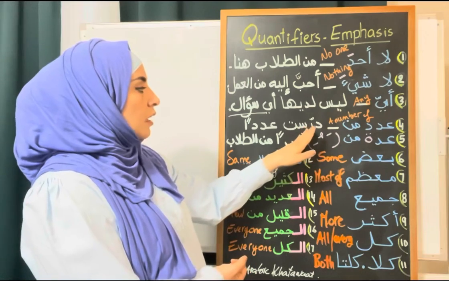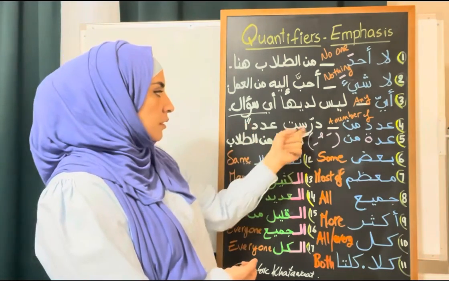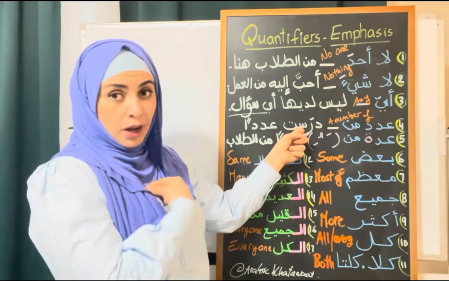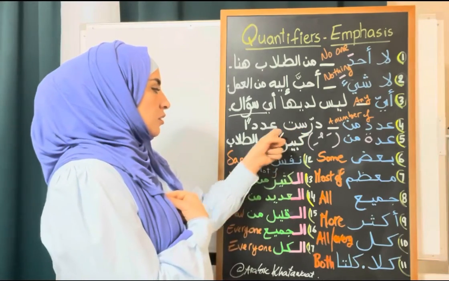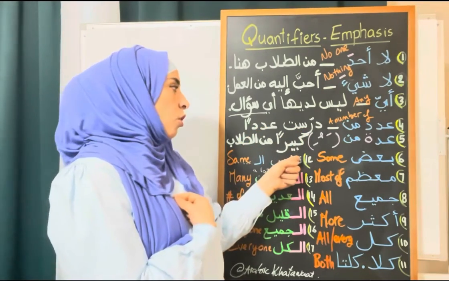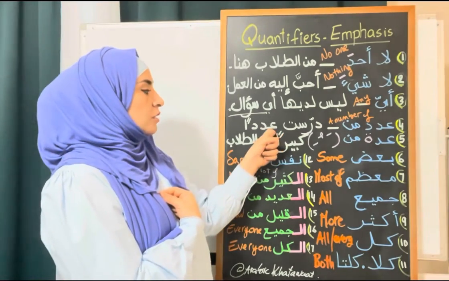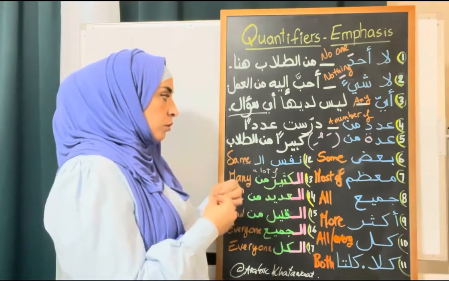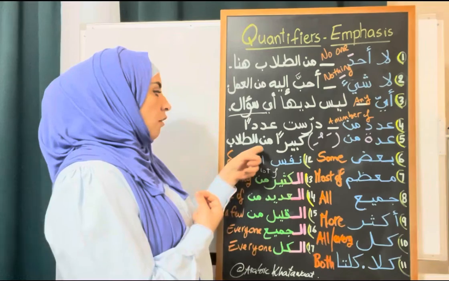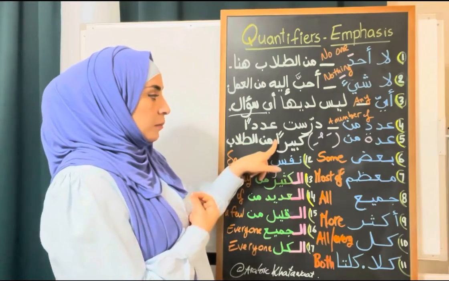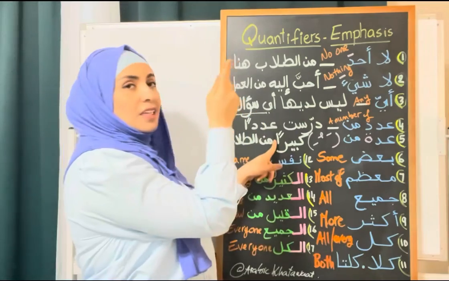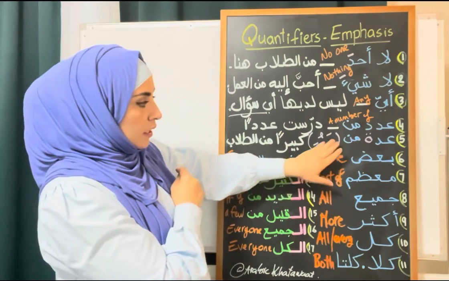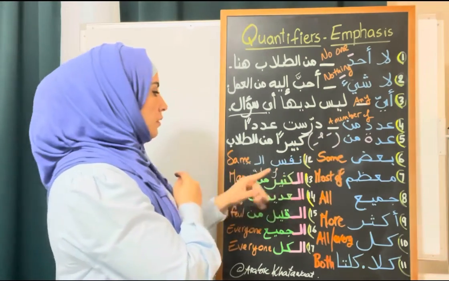But if you have it in the middle as an object, and over here I'm saying the example, درست, I taught. درست, so I am the subject of the sentence. درست عددا كبيرا, a large number of. درست عددا كبيرا من الطلاب. I taught a great number or a large number or a big number of students. And over here عددا كبيرا takes تنوين فتحة. You say عددا كبيرا because it's indefinite. Like I stated over here, they can take all short vowel cases.